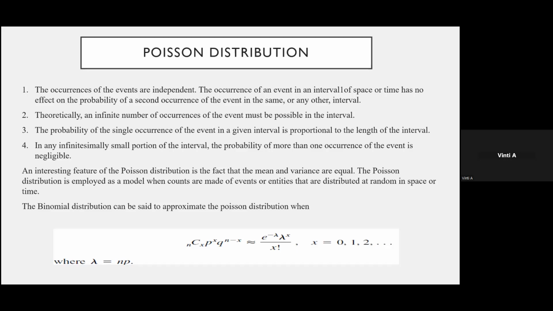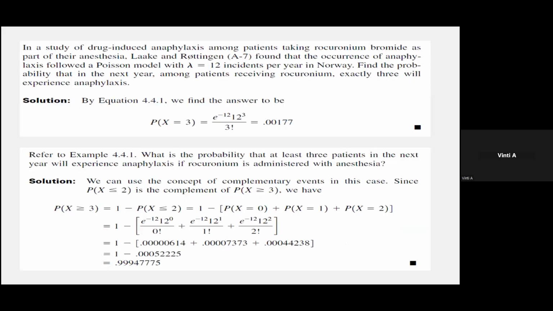The probability of the single occurrence of the event in an interval is proportional to the length of the interval. So if I'm having 10 adverse events in, let's say, 4 months, and the interval increases to 1 year, then the probability is going to be proportional to that. In an infinitesimally small portion of the interval, the probability of more than one occurrence of the event is negligible. In a Poisson distribution, the mean and the variance are equal. Let's look at this.